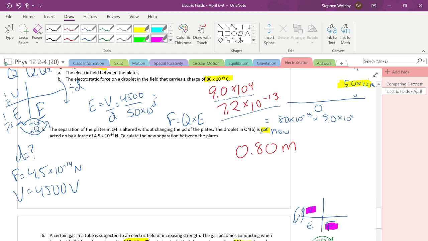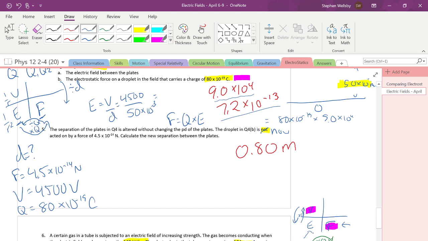Now, we also know that it is the same droplet. So the droplet has this charge here. So we also know Q is 80 times 10 to the minus 19 coulombs. So we know F down here. We don't know E, but we do know F and Q. So hopefully we can see that if we know F and Q, we could find E.